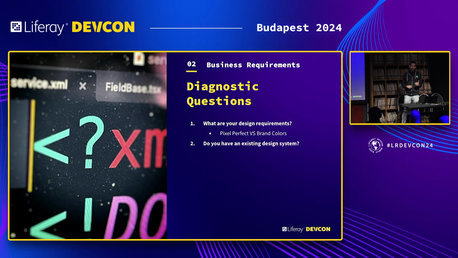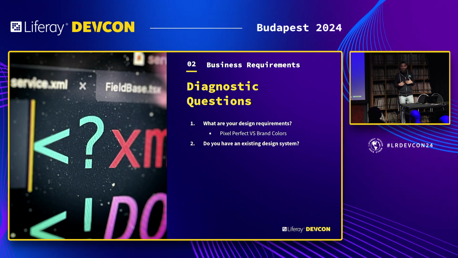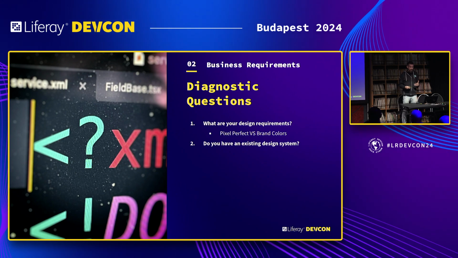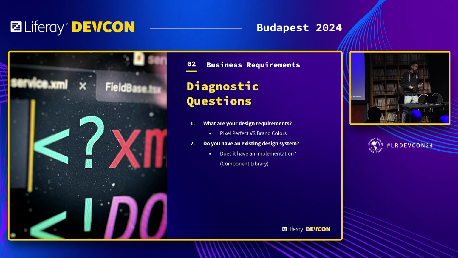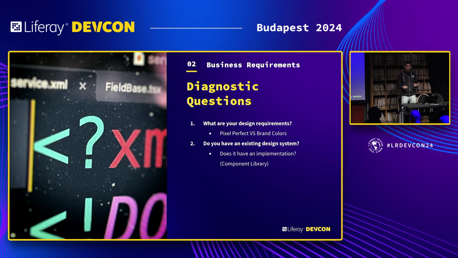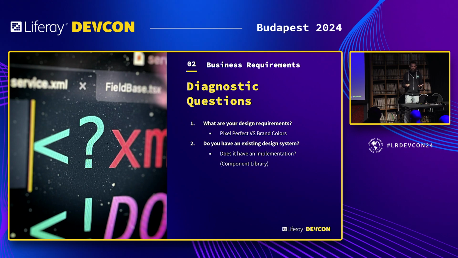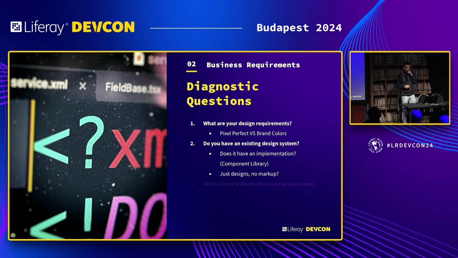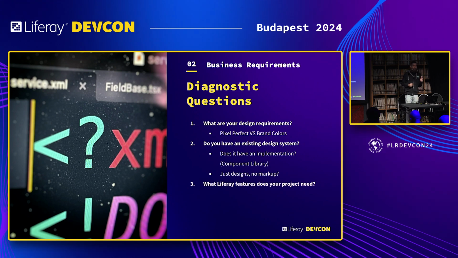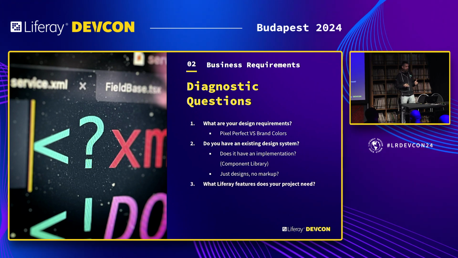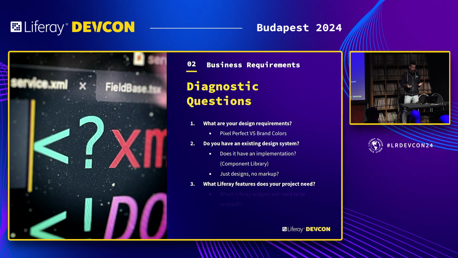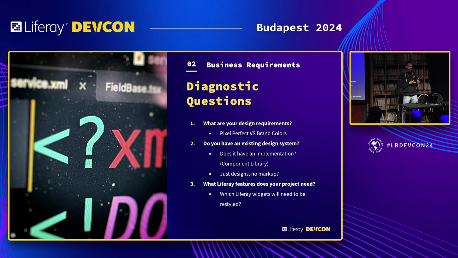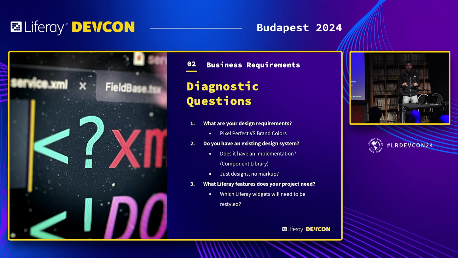Do you have an existing design system? Are you coming into this project already having something designed for you, and is it actually already implemented? Do you have a component library? That's going to affect what's the most efficient way for you to build something out. And then also, what Liferay features does your project actually need? Are there any Liferay widgets that are a requirement for your project that need to be restyled?